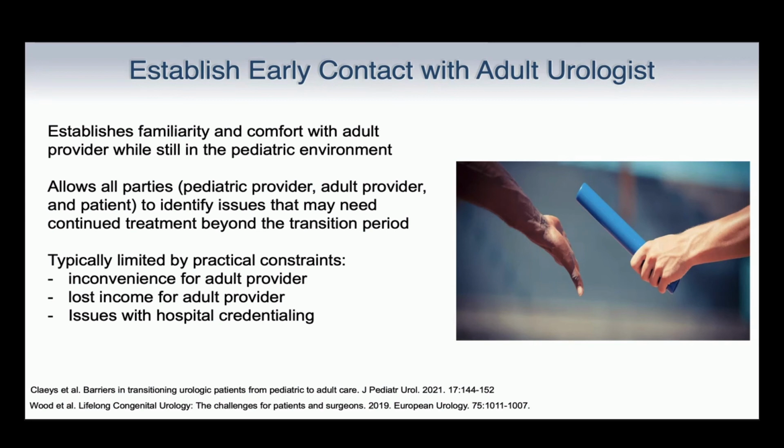It also allows all parties, pediatric, adult, and patient, to identify issues that may need continued treatment beyond the transition period. But practical constraints come into play. It's inconvenient for the adult provider. Imagine the lost income in a fee-for-service model to schlep all the way to the pediatric hospital to see one or two patients, right? It might not be possible. So what if your patient's traveling from the interior and you can't expect the adult urologist to come with them? And last but not least, issues with hospital credentialing, like getting these providers into the pediatric hospital. So those are always things that in the BC health system were barriers.